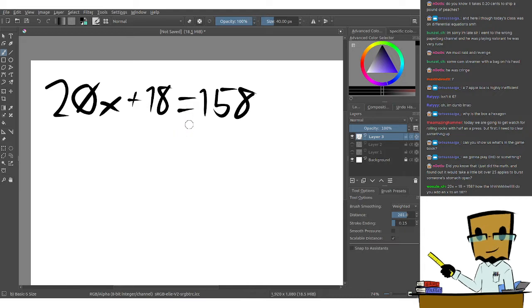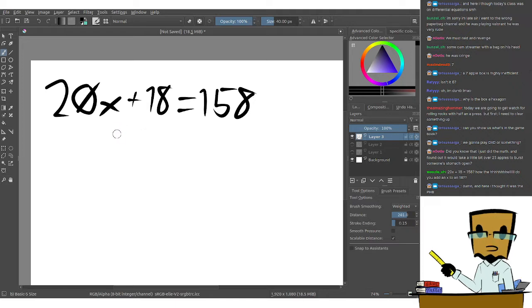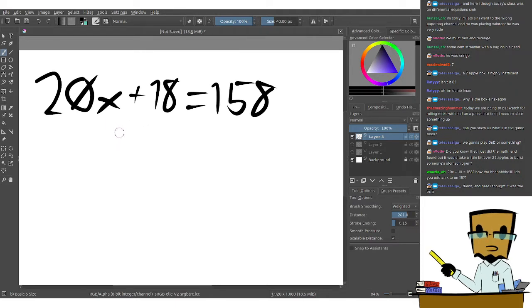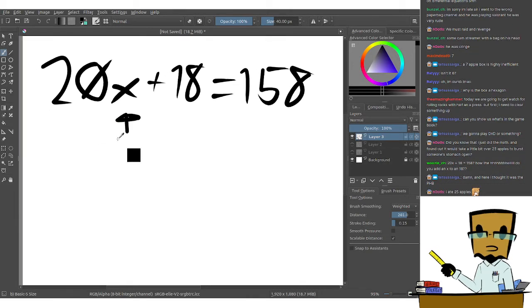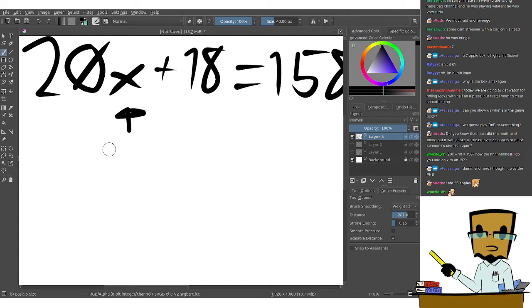And Glorin Woozle. How the hell do you add an X to an 18? Well, Woozle underscore channel, if that even is your real name. The X is a placeholder. This is the main concept of algebra. In fact, the concept of algebra, I guess, is you use 825 apples. I'm sorry. Please go see the doctor, regardless of what they say. You use a variable, as they call it, because it's a number that may vary.